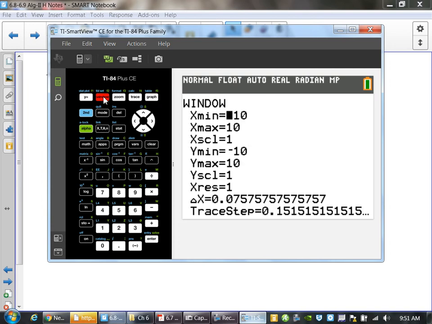What'd you set your window at? You changed it to 100, 100 for the Y max? Yep. Why, Max?